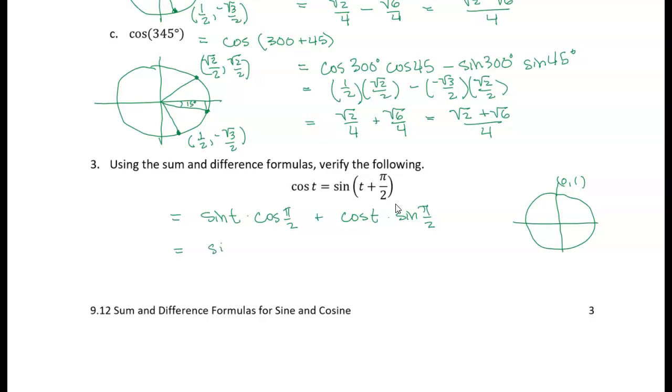So we get sine t times 0, because the cosine is 0, plus cosine t times 1. Anything times 0 is 0, so just cancel that out. And 1 times cosine t is just cosine t. And there you go. We're set.